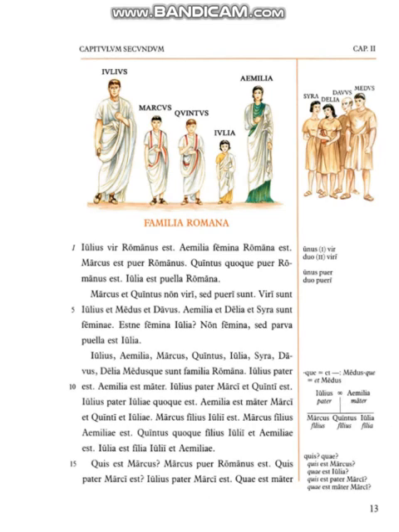Okay, so Julius, Aemilia, Marcus, Quintus, Julia, Sira, Davus, Delia, Medusque sunt familia Romana would mean Julius, Aemilia, Marcus, Quintus, Julia, Sira, Davus, Delia, and Medus are a Roman family. Oh, good, so and makes perfect sense. So step 1 is look over into the margins and see if that gives you a hint. In this case, it does. So it probably means and.